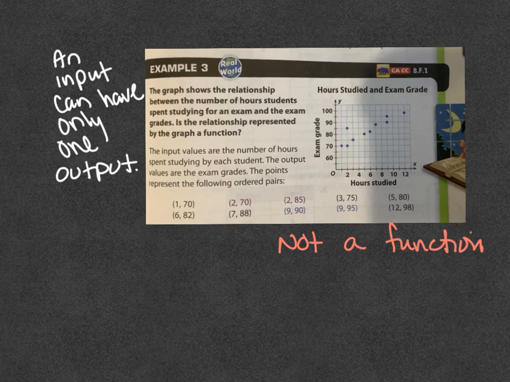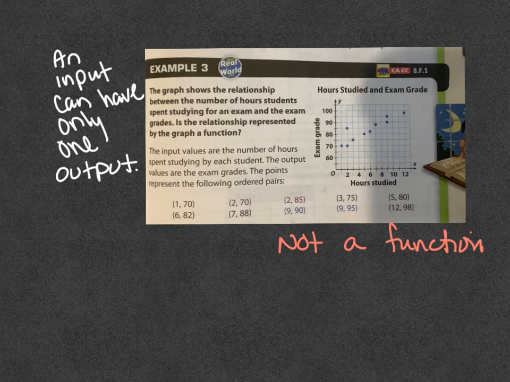So that's what this lesson is all about: is it a function or is it not? If you keep in mind an input can have only one output, then look at your inputs, look at your outputs, look on the table at your x side, your inputs. Do they have only one output, only one answer that comes out of it? Then you're a function. If one input has multiple outputs, then something's wrong.